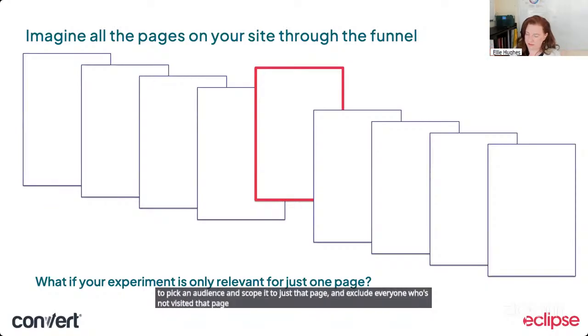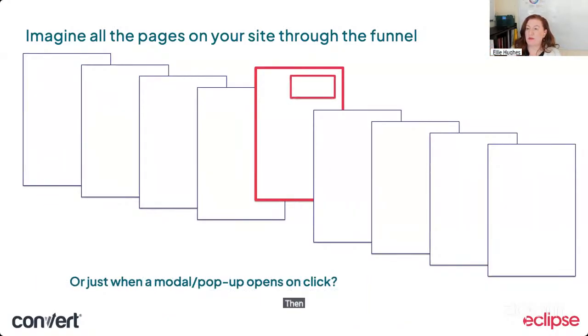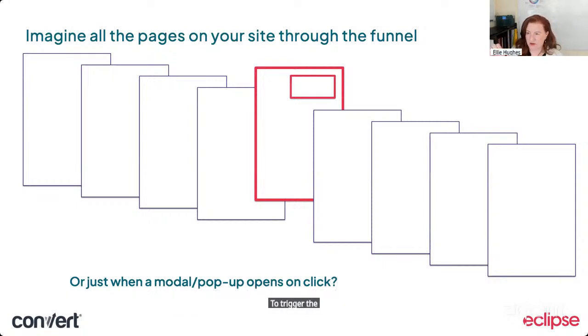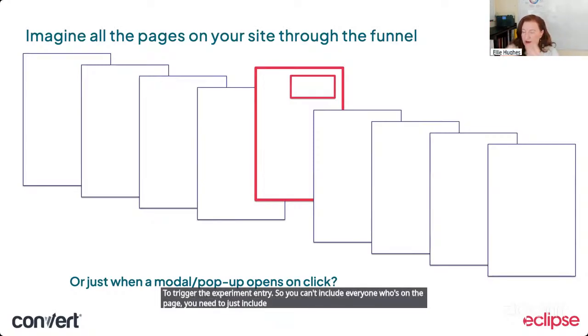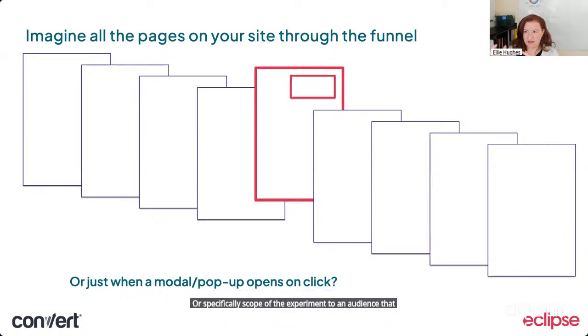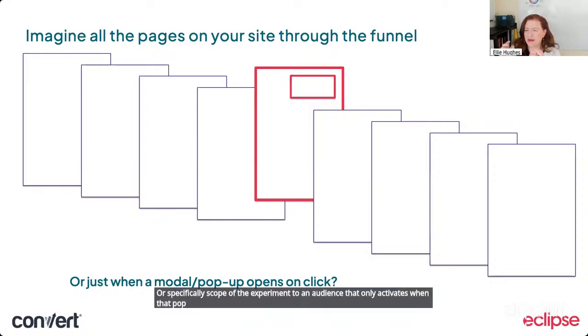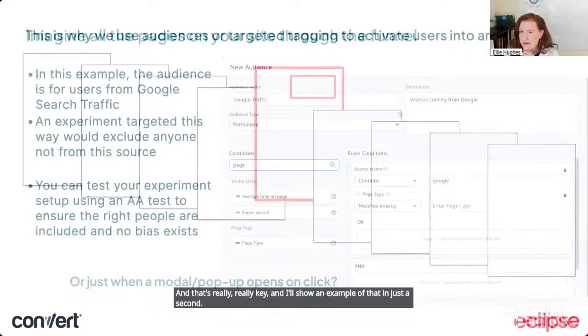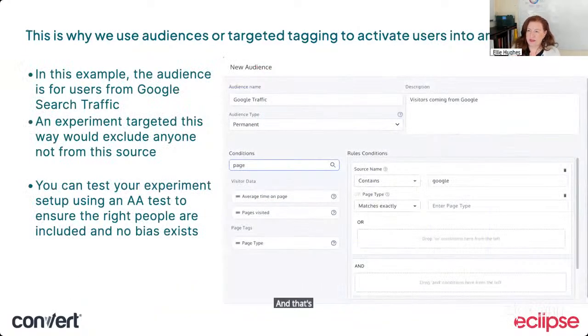that page. Then imagine it was just a pop-up that opens on click. Well, you only want people who click on that pop-up to trigger the experiment entry. So you can't include everyone who's on the page. You need to just include when that pop-up opens. So you may need to fire a tag or specifically scope the experiment to an audience that only activates when that pop-up is clicked. And that's really, really key, and I'll show an example of that in just a second. And that's why you need to use audiences or targeted tagging to activate users into an experiment.